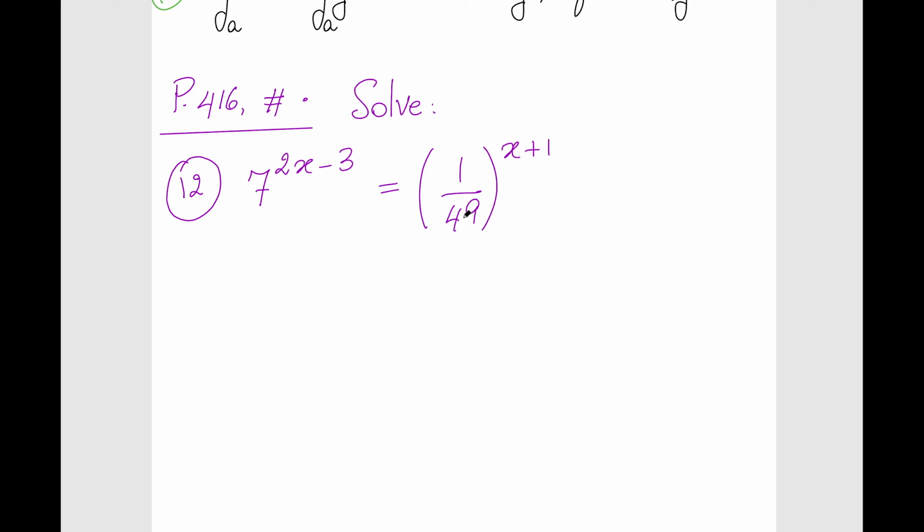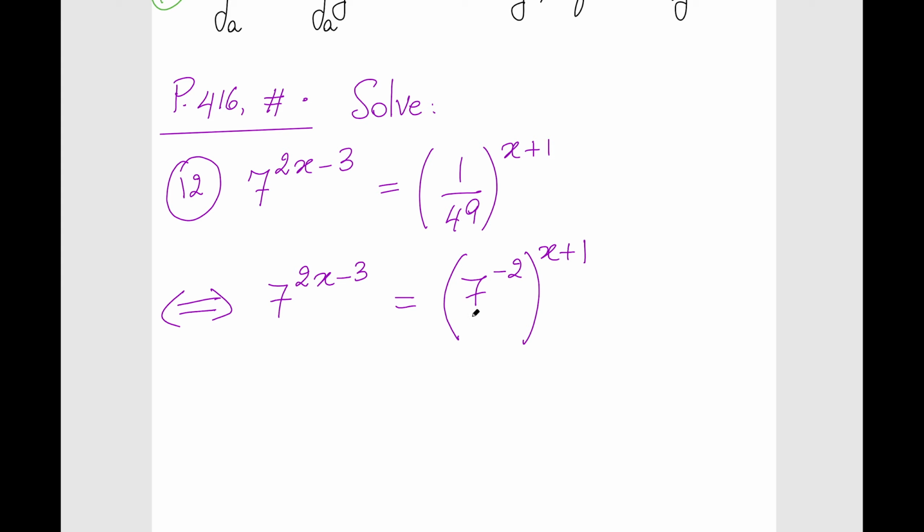So 49, it's not hard to see that 49 is 7 squared, and 1 over 49 is 7 to the power negative 2. So then I get 7 to the power 2x minus 3, that's the left hand side, equals 7 to the power negative 2. That's the 1 over 49, because remember the minus in the exponent means the reciprocal. The reciprocal of 7 squared is 1 over 49. And that thing is raised to the power x plus 1, because I had x plus 1 here.